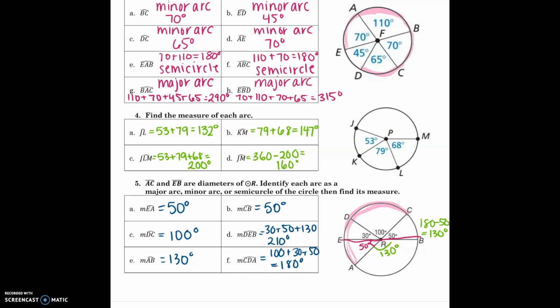Now we can go back and identify them very quickly. So we know EA is a minor arc because it's less than 180. Same thing with CB. DC is also a minor arc. DEB is a major arc. It's greater than 180. AB is a minor arc. It's less than 180. And CDA is a semicircle. It's equal to 180.